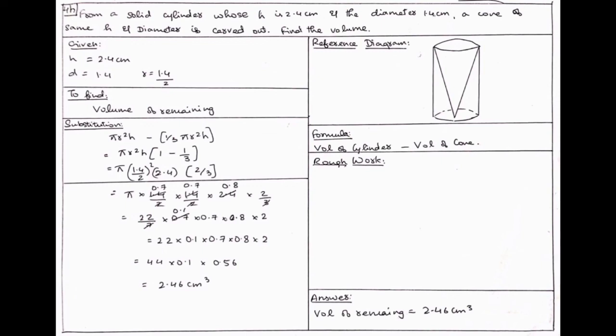object, alright? So we have the formula as volume of cylinder minus volume of cone to find the volume of the remaining part. So we substitute it and we get pi into 1.4 by 2 square into 2.4 into 2 by 3. So we have pi into 1.4 by 2 into 1.4 by 2 into 2.4 into 2 by 3. We cancel everything and we get 44 into 0.1 into 0.56 as 2.46 centimeter cube. So the answer is 2.46 centimeter cube.